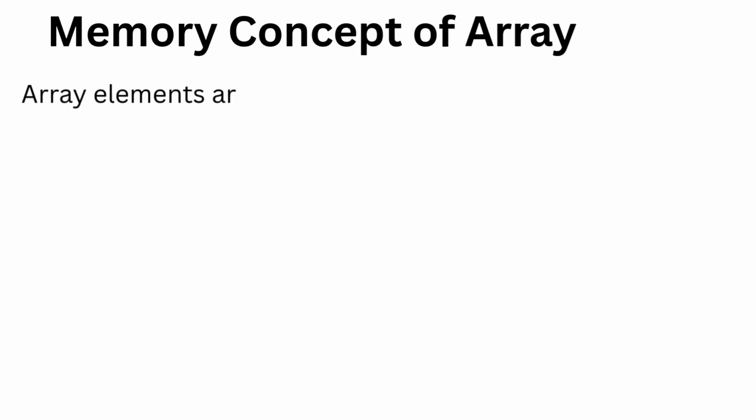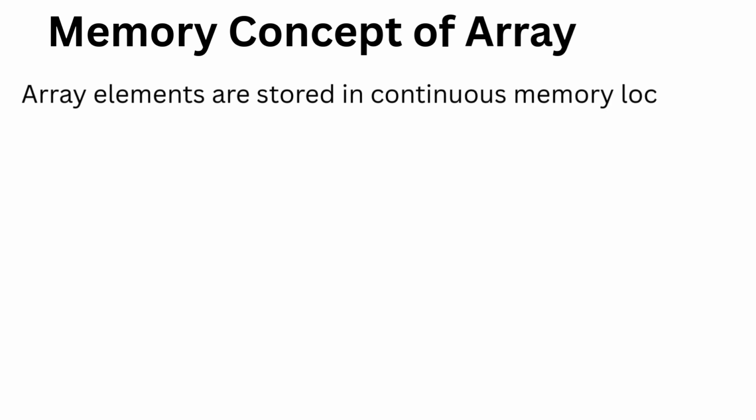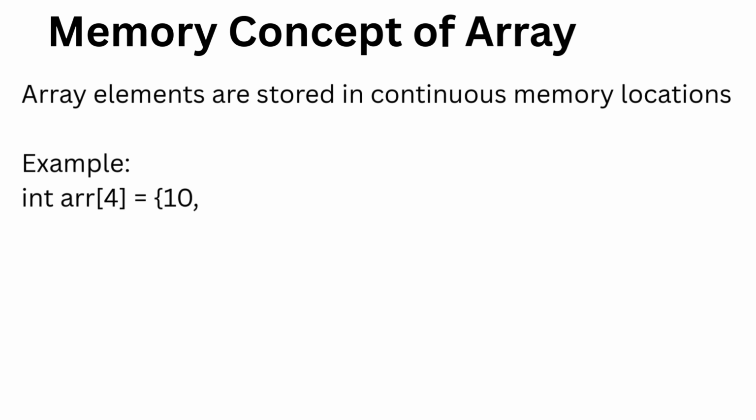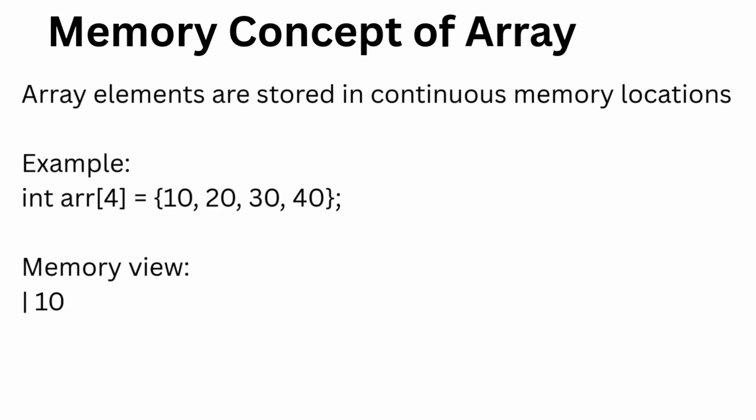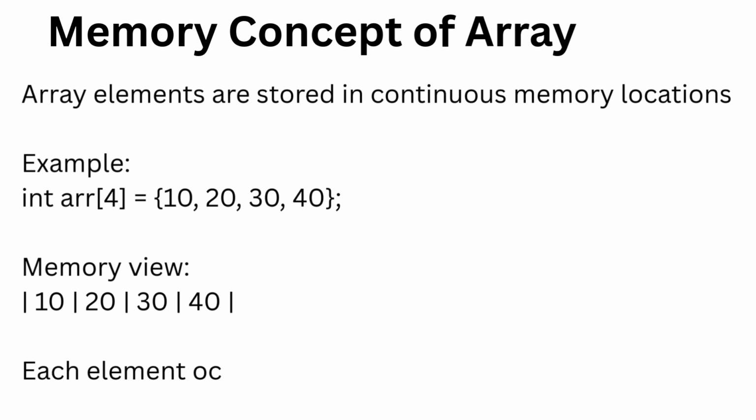Actually, array elements are stored in continuous memory locations. So for example, suppose there is an array whose maximum size is 4, that means it can store 4 values. Here we see that 10, 20, 30, 40, each value occupies equal space in memory.